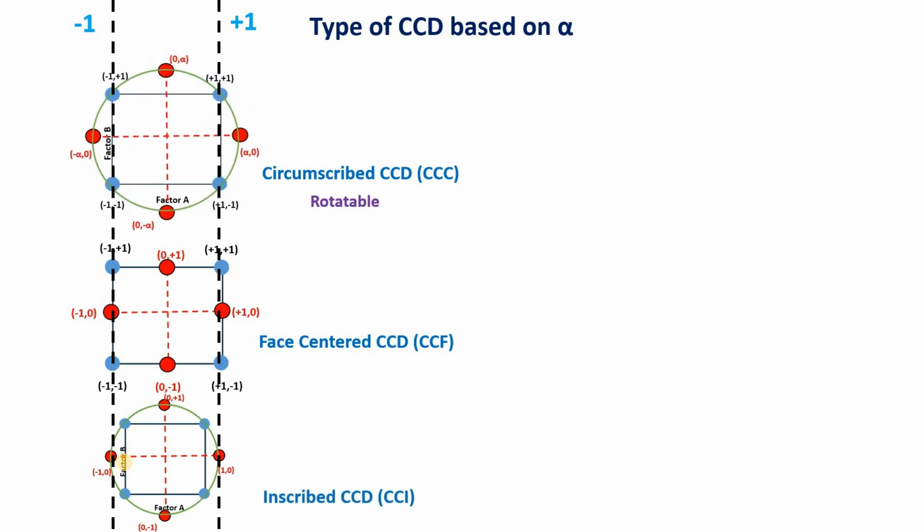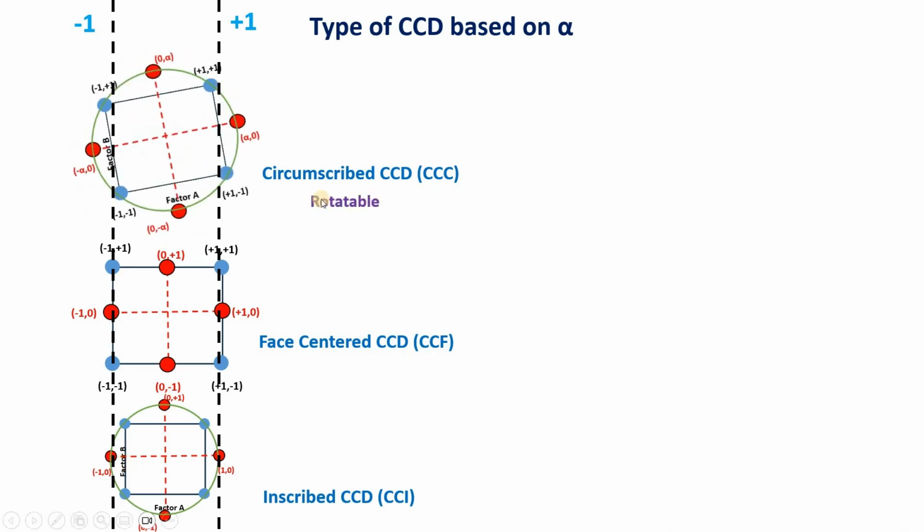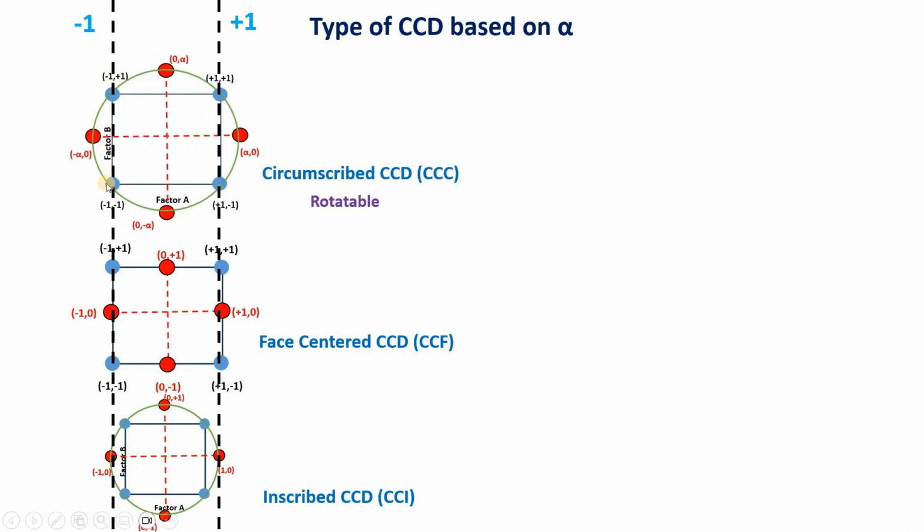So the first one is rotatable. Let me show you again. If you rotate this one, all points will lie on this circle itself. It will not go beyond that. And again, inscribed is also rotatable. We will see all these terms in the software as well, where it is rotatable and where it is not. So do not worry about that one.